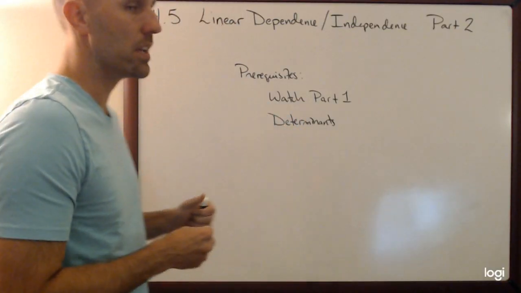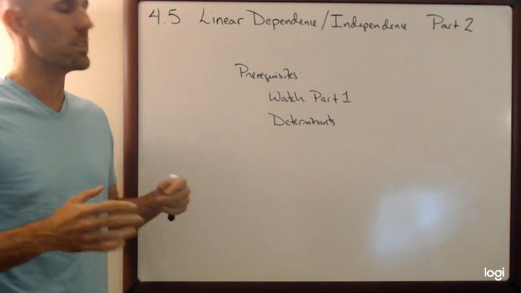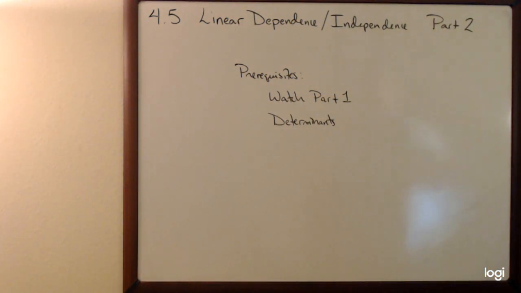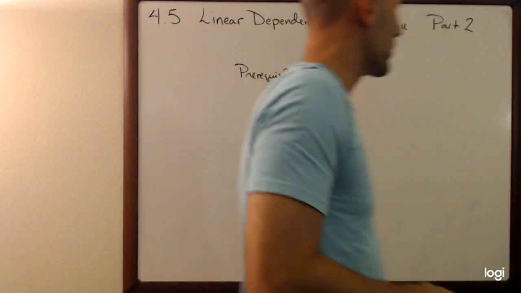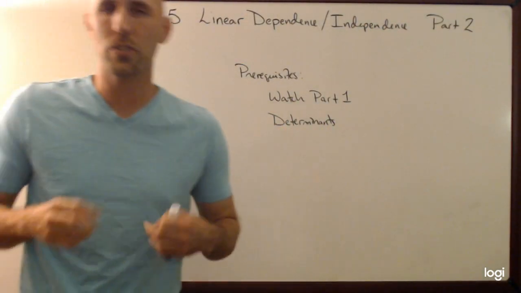This is the second part of our linear independence and dependence lecture. Prerequisites, as usual, are here on the board. Make sure that you've watched part one, because of course it's not going to make a lot of sense without part one. And we're also going to need to be able to take determinants.